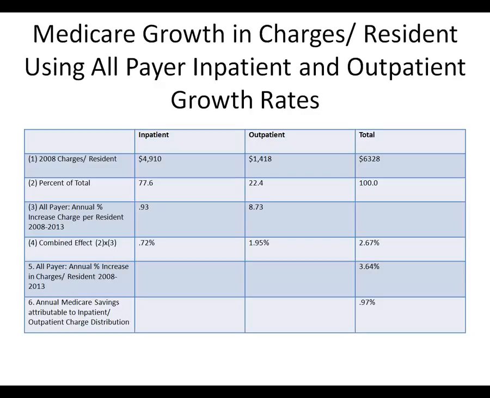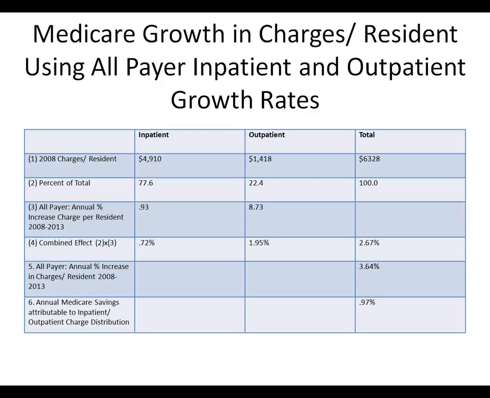We then combine those together, and we see that if Medicare had experienced the average increase in charges per resident for inpatient and outpatient services, its growth rate would have been 2.67. Whereas for the all payers, it was 3.64. So 1% or 0.97% of the difference statistic of the 2.94 average is explained by this service mix, this odd service mix that characterizes Medicare service delivery.